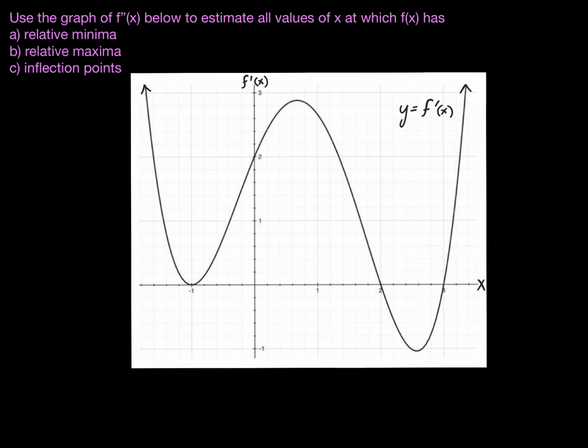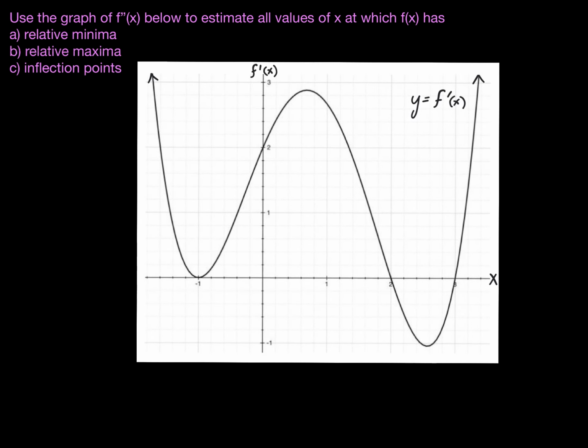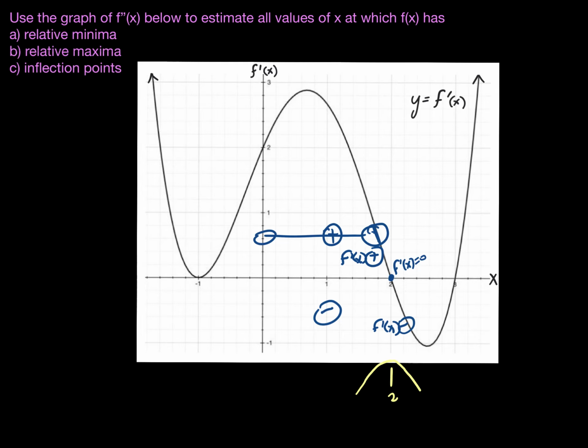Let's estimate the values of x on this graph where we have mins, maxes, and points of inflection. And I'd like to talk about it this way. Well, right here is where, this is the f prime of x graph, so we have an f prime of x value of 0. Notice here, these are your positive f prime of x values, these are your negative f prime of x values. So on your original graph, at this point too, what's happening is you have positive slopes, then a 0 slope, then a negative slope. That right there is a maximum.